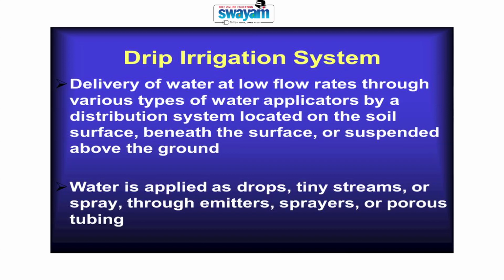Water is applied as drops, as the name says, drip irrigation, and tiny streams or spray through emitters, sprayers or porous tubing. We will talk in detail about these systems in subsequent discussion.